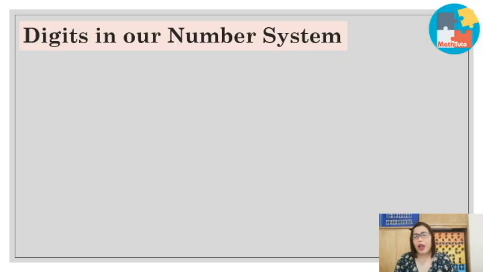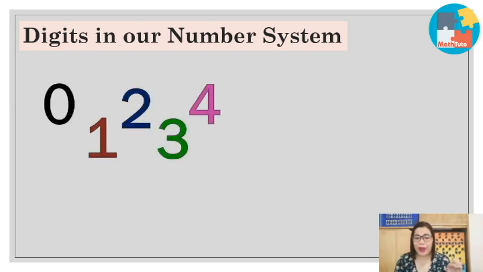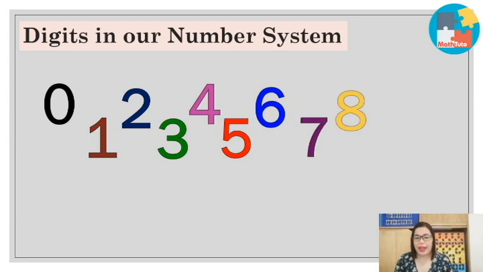To begin, according to our number system, we have digits that we use. That starts with 0, 1, 2, 3, 4, 5, 6, 7, 8, and 9. These digits are what we use in our number system to write numbers, whether in hundreds, thousands, or millions form. That is what we will study.